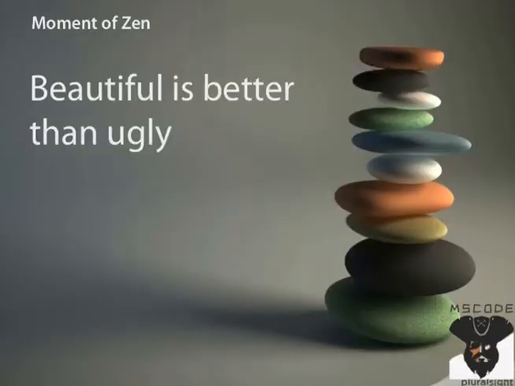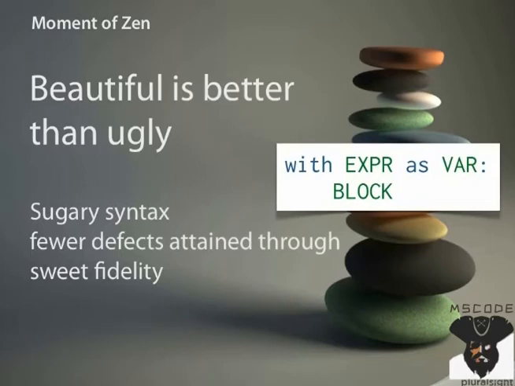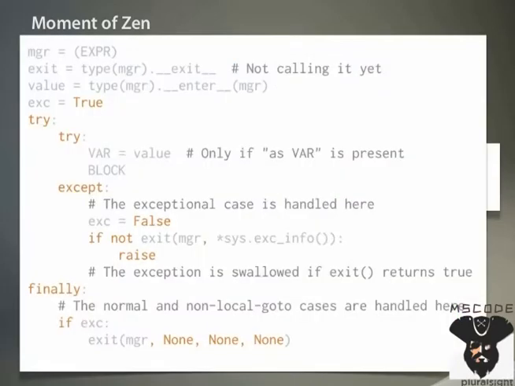Beautiful is better than ugly. Sugary syntax, fewer defects attained through sweet fidelity. The with block syntax is so-called syntactic sugar for a much more complex arrangement of try except and try finally blocks. Few of us would want our code to look this convoluted, but for it to be reliable, this is how it would need to look without the with statement. Sugar may not be good for your health, but it can be very healthy for your code.